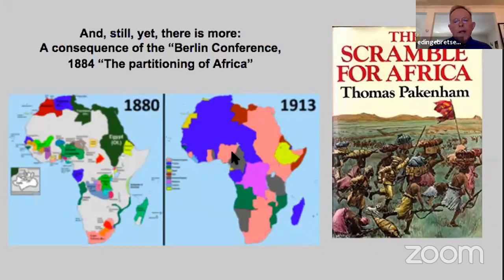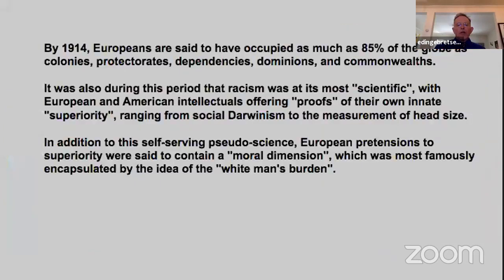1913, European countries had occupied pretty much most of the African continent, with the excuse that they were doing this in order to end the enslaved trade, as we saw earlier in that first slave market. The scramble for Africa was covered by the notion that we're going to do this in order to end slavery. By 1914, Europeans are said to have occupied as much as 85% of the globe as colonies, protectorates, dependencies, dominions, commonwealths. Also during this period that racism was most scientific, European and American intellectuals offered, quote, proofs of their own innate superiority, ranging from social Darwinism to the measurement of head size.